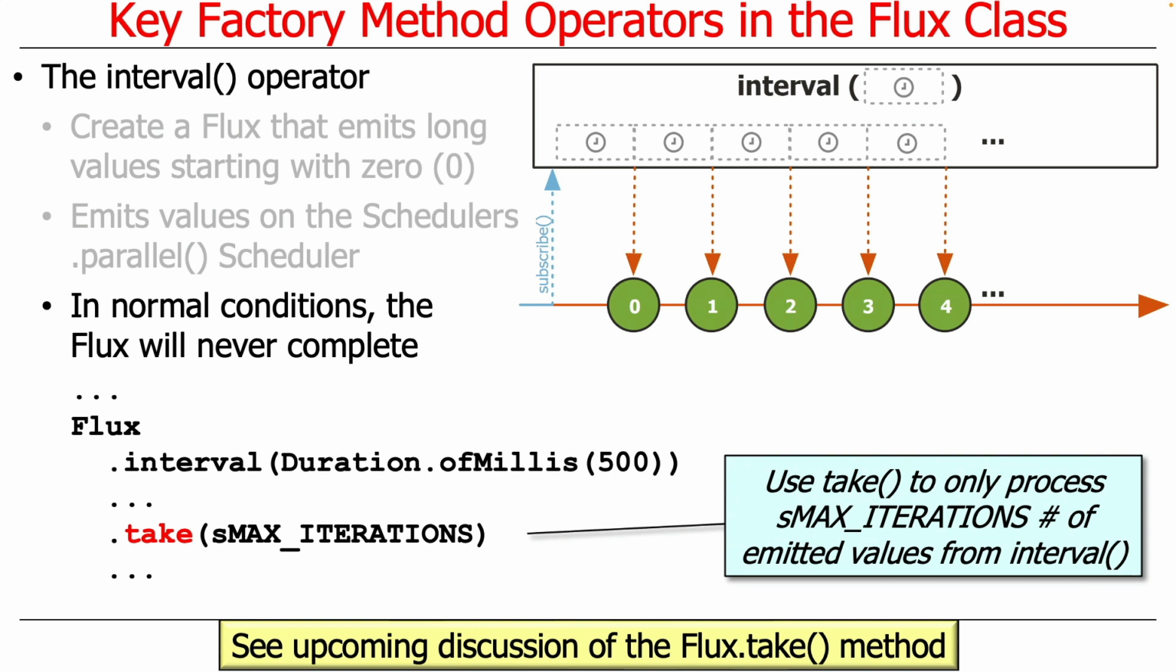Since most people don't want their programs to run forever, a good thing to do is use the take operator, which we're going to talk about in just a bit. Take is what's called a suppressing operator, and you can limit the number of these values that are emitted up to that many. So let's say it's 100. This will emit values starting at 0 every half a second up to 100.